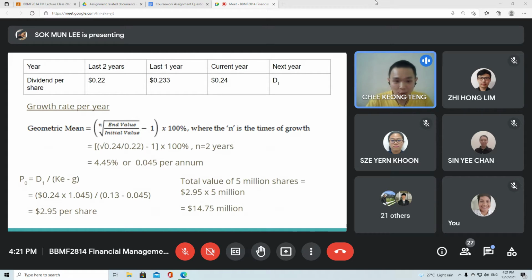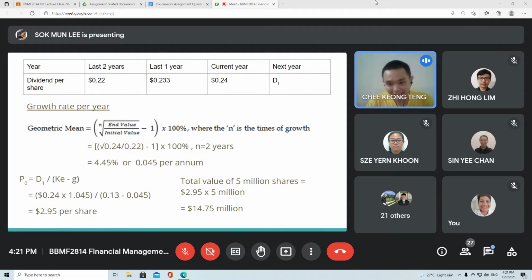As you can see, we will be using the current dividend D0, 0.24, divided by 0.22, square root 2, because the growth happens only 2 times. From 0.22 to 0.233 is 1 time, and from 0.233 to 0.24 is another time. So 2 times growth only, so the root is 2. If 3 times, then it would be the cube root. Then we minus 1, and we will find the growth rate.